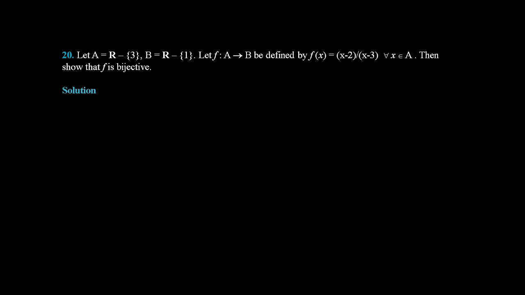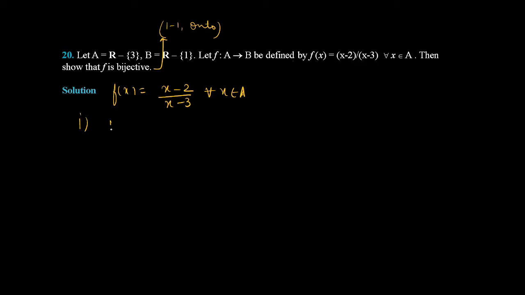Now in the 20th question, two sets A and B are defined. Set A is all real numbers except 3 and set B is all real numbers except 1. A function is defined from A to B as f(x) equal to (x minus 2) divided by (x minus 3) for all x belonging to A. We have to show it is bijective. What is meant by bijective? It should be one-one and onto, both. So this is a bijective function.